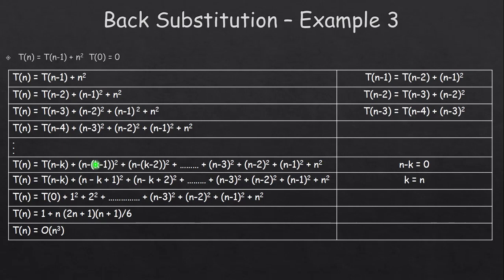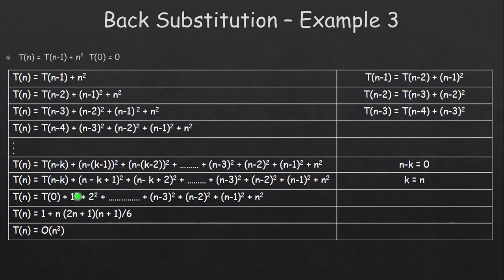So just expanding these terms, you will get t of n minus k plus n minus k plus 1 the whole square, n minus k plus 2 the whole square, up to n. We all know this recurrence relation will terminate when n minus k becomes 0. So when n minus k becomes 0, k equal to n. So at some point this term becomes t of 0. At that time, what will be this term? N minus k is 0, so it is 1 square. Here also n minus k is 0, so it is 2 square. So 1 plus 2 square up to n square.